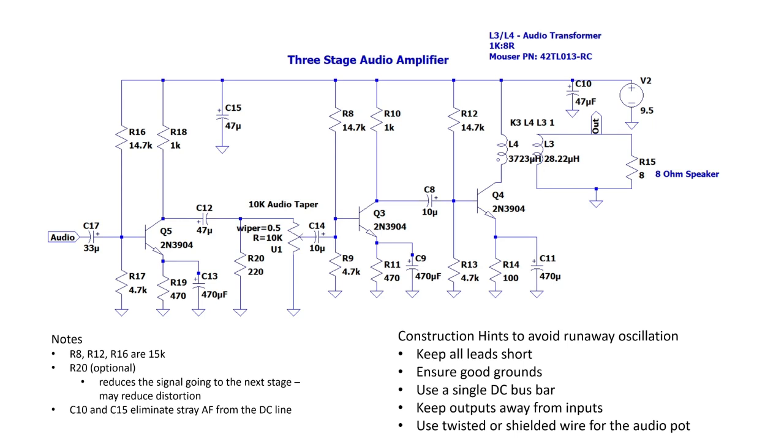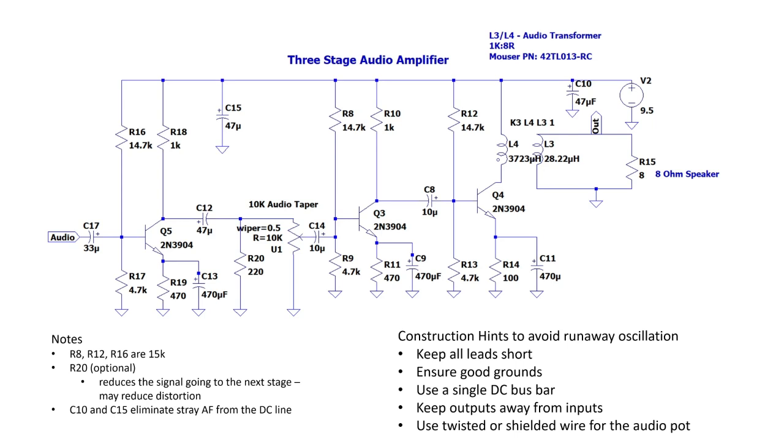Let's see. Another thing to think about is the audio transformer at the far right. So that's L4 and L3. L4 is the primary coil, and L3 is the secondary coil of the audio transformer. The ones that we're using, the ones from Mouser, have a P printed on the side of the primary, so you know which side is the primary and which side is the secondary.